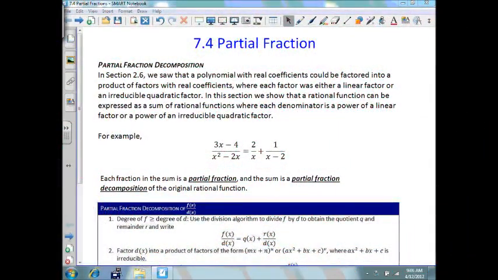In this video, we're going to talk about partial fractions and partial fraction decomposition. Now, generally, partial fractions are going to be used in Calculus 2 when you're trying to do integration.